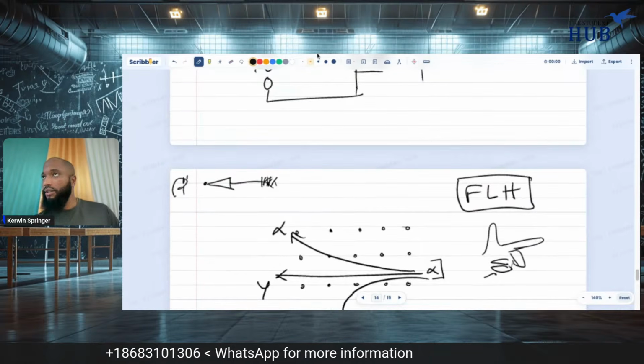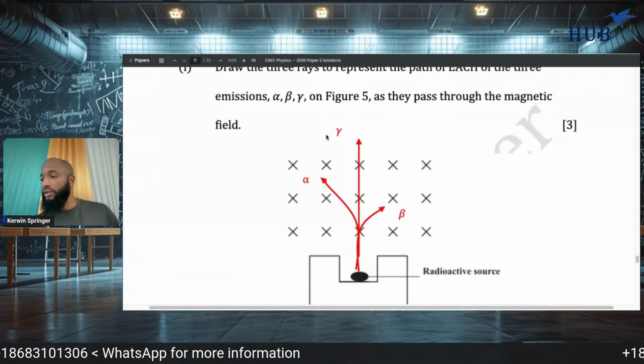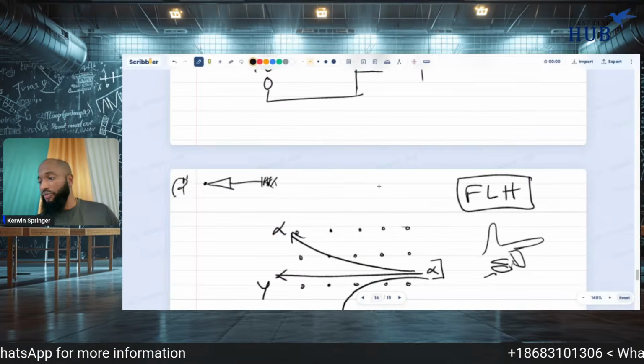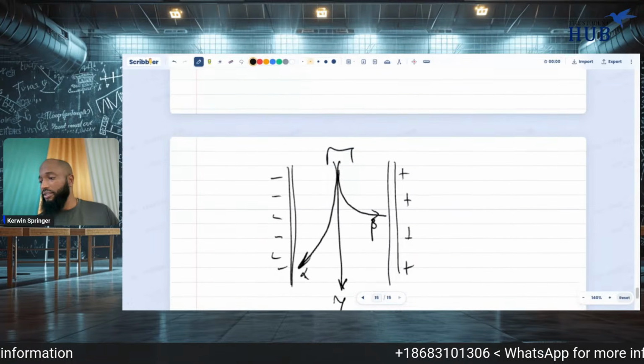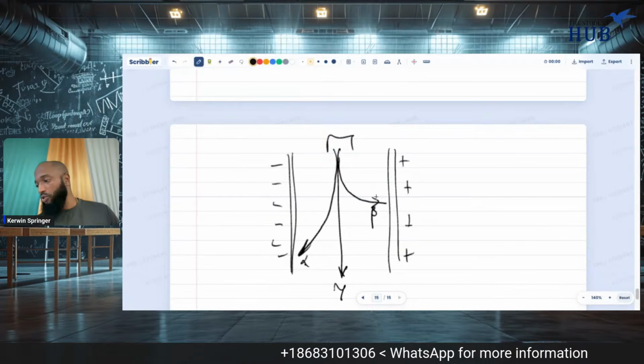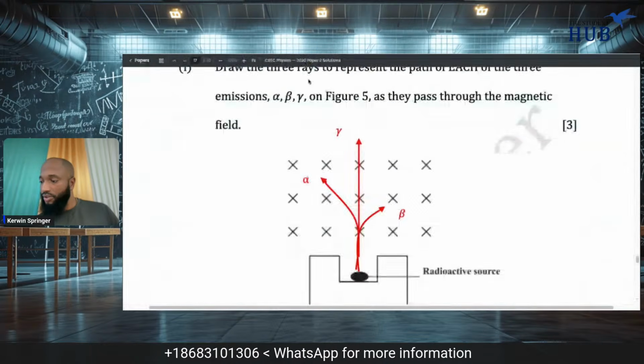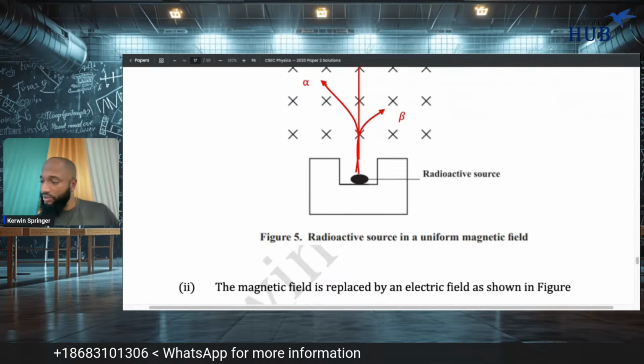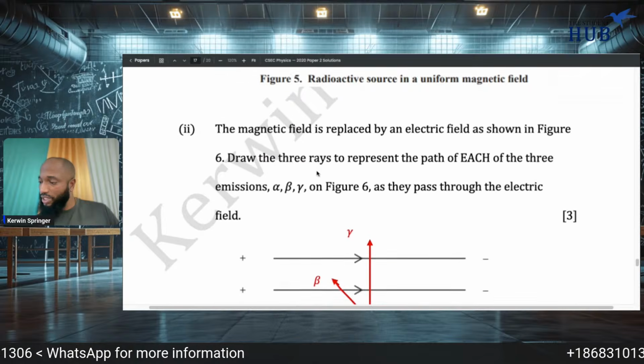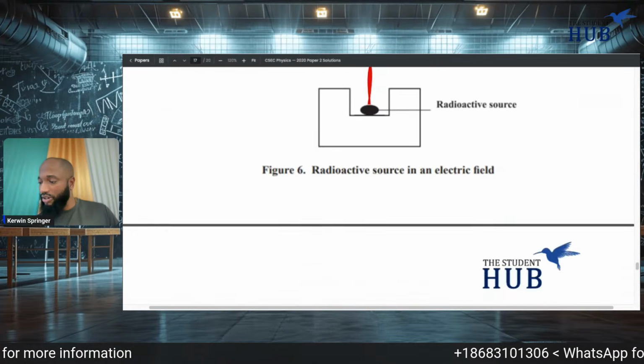All right. So it doesn't look much different from the alpha? Yes, it is much different. It goes faster. So it does go faster, but it doesn't go backwards. All right. The magnetic field is replaced by electric field. We did that one already just now.